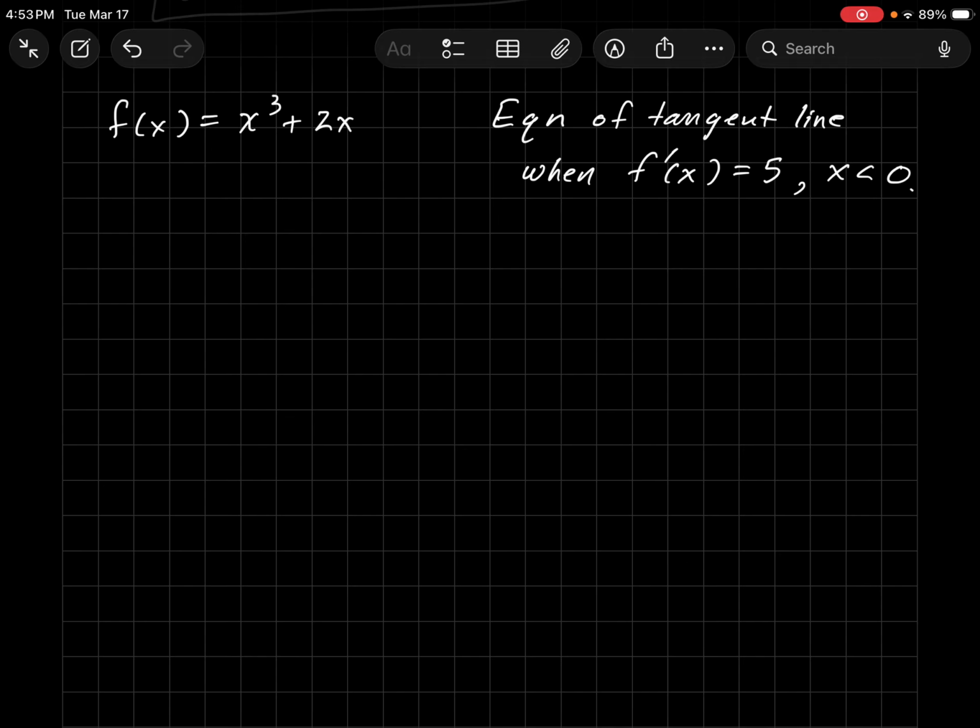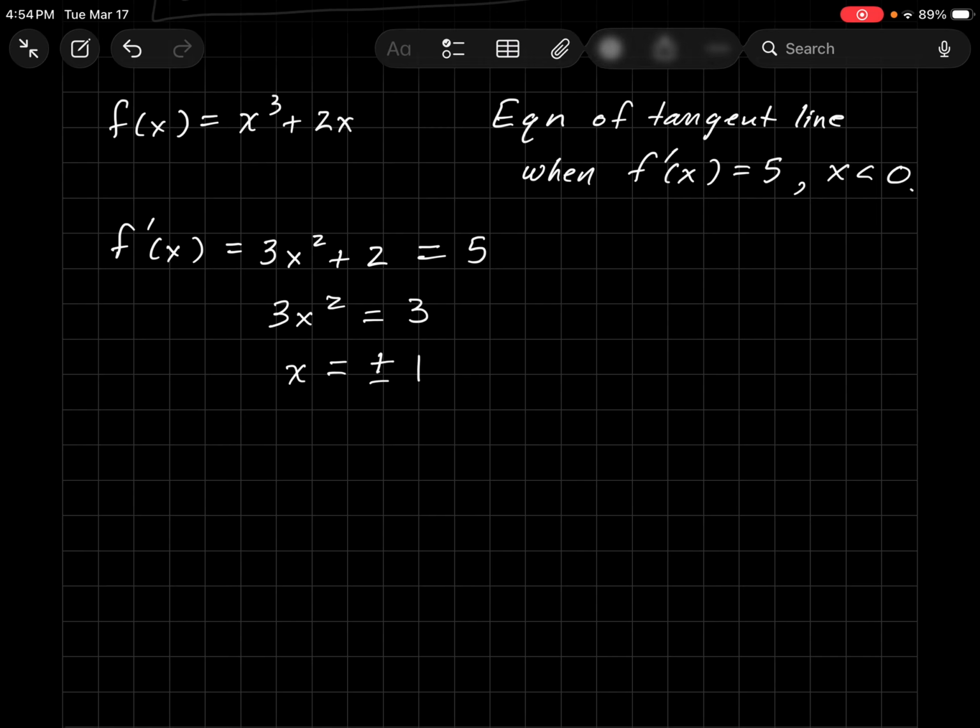So we need the x value, we need the y value, we need the slope. In this case, I gave you the slope as 5. So if I find the derivative, which is 3x squared plus 2, I can set this equal to 5 and solve for the x value. Going through this, we get 3x squared equals 3. And then x squared equals 1, or x equals plus or minus 1. And that's where this part comes into play. We're going to take the negative x value.